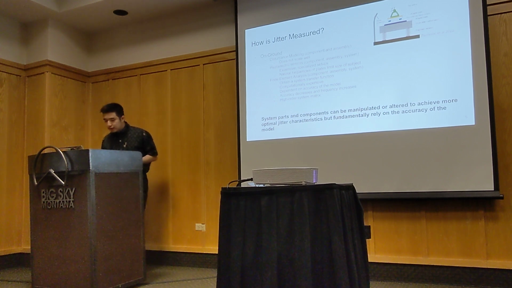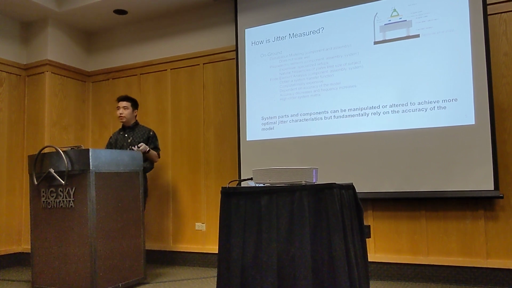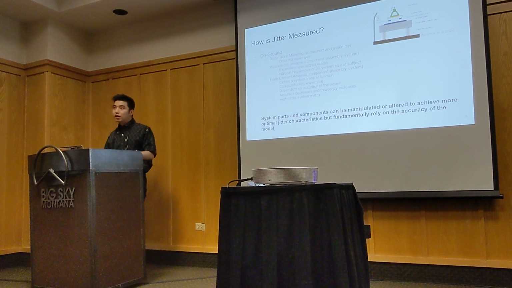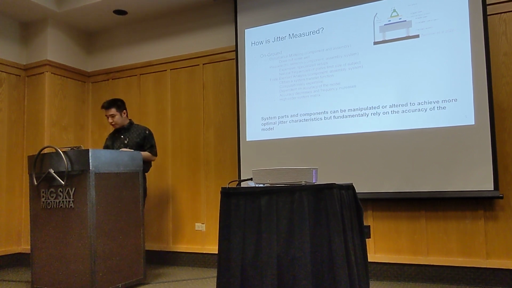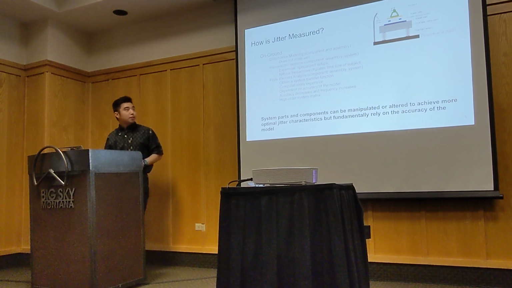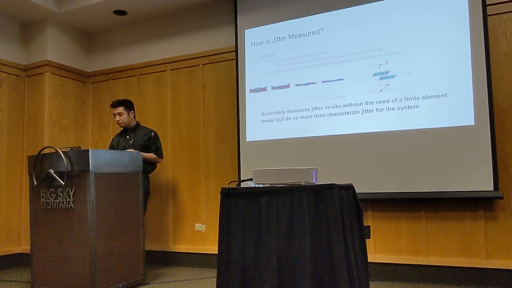And the issue with this is that that's computationally expensive, and the accuracy of your finite element analysis depends on the accuracy of your finite element model, which is generally known to decrease as your frequency of interest increases. And so all in all, system parts and components can be manipulated or altered on the ground to achieve more optimal jitter characteristics as you test, but fundamentally, your analysis relies on the accuracy of the model.